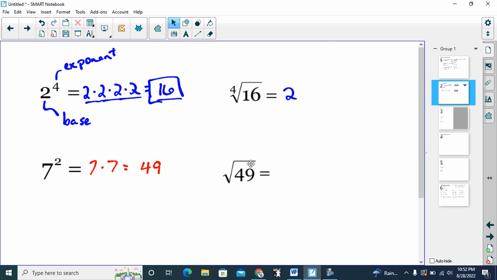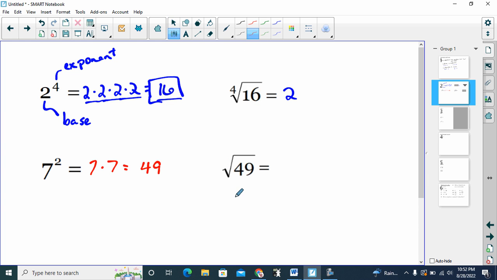And this is read as the square root of 49. So we want to know what number times itself. Notice there's nothing written here like there was with this one. That's called the index. This one has an index of 4. If there's nothing written there, it's understood to have an index of 2.